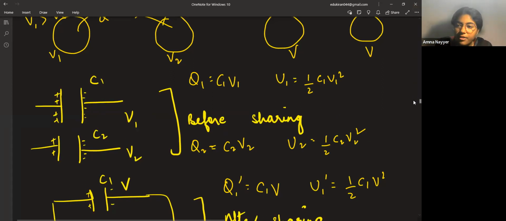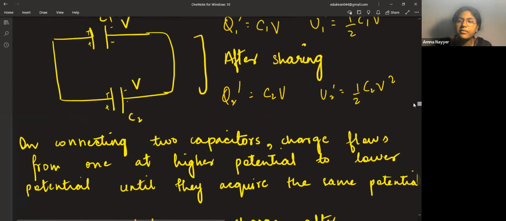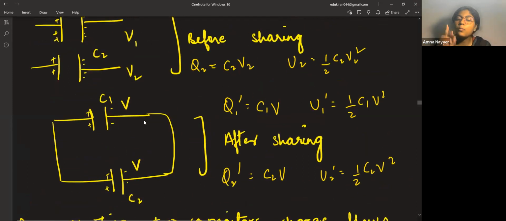Now, once they have connected after sharing, see this, they have been connected. So capacitance will be C1, capacitance 2 will be C2. But both of them now will not be having potential V1 or V2. They'll have one same potential, because the concept of sharing is that the charges will move until they become equal, right? So there is a common potential which is equal in both of them.